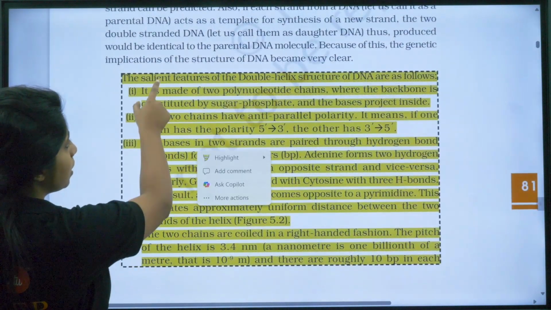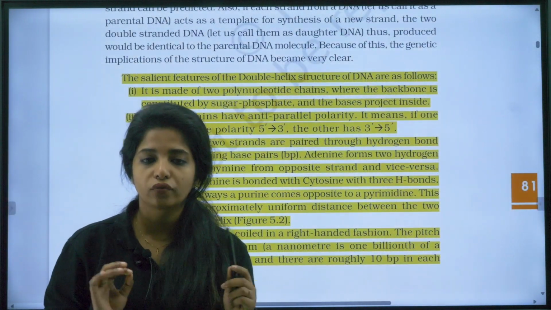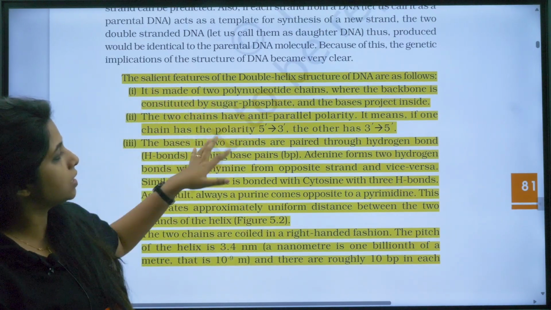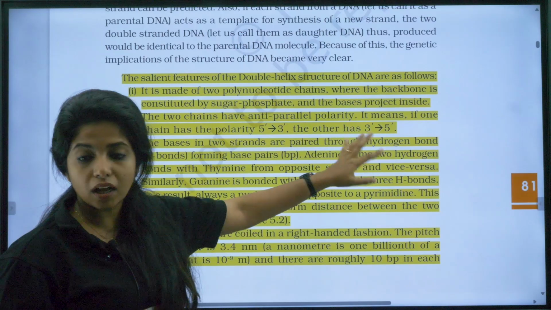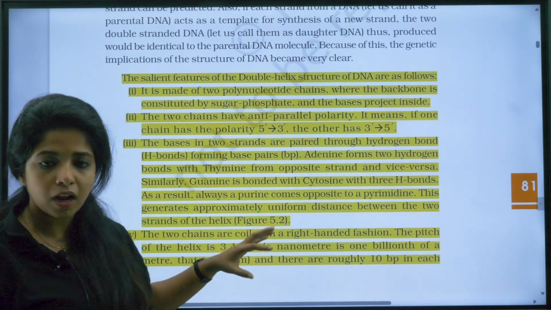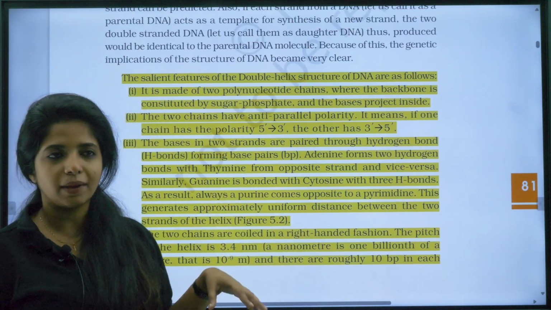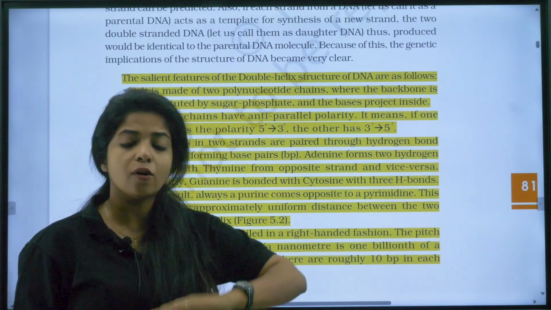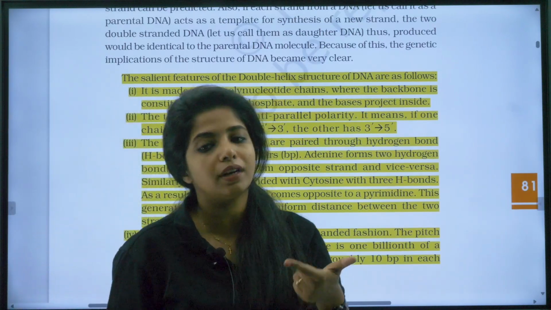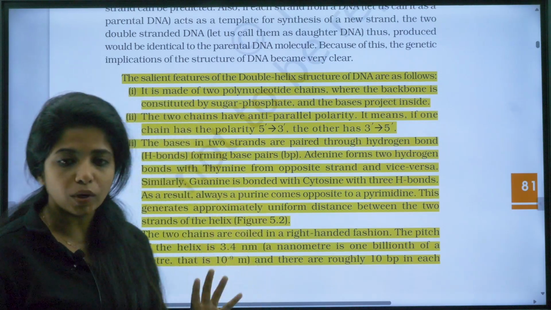Now there's a very important question that comes here: what are the salient features of the double helical structure of DNA? So you should be knowing all these points that are mentioned over here. The polarity is 5 to 3, the other one is 3 to 5, everything. How many hydrogen bonds are there between adenine and thymine, and also guanine and cytosine? Basically, there are 2 hydrogen bonds between adenine and thymine and 3 hydrogen bonds between guanine and cytosine. So you should be knowing about this.